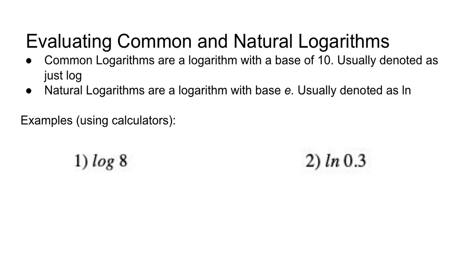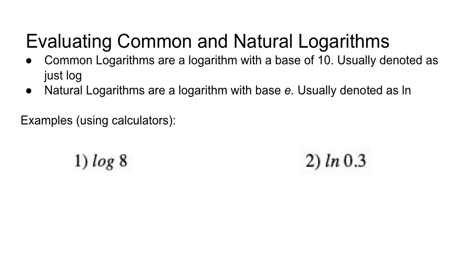Common logs are logs with a base of 10, and we usually just write the word log. We don't bother with the 10. It's kind of like writing the square root without putting the 2 up there in the index. And a natural log is a log with a base of e, but we have a special symbol for that. We use the lowercase ln for that, like you see over there in number 2.